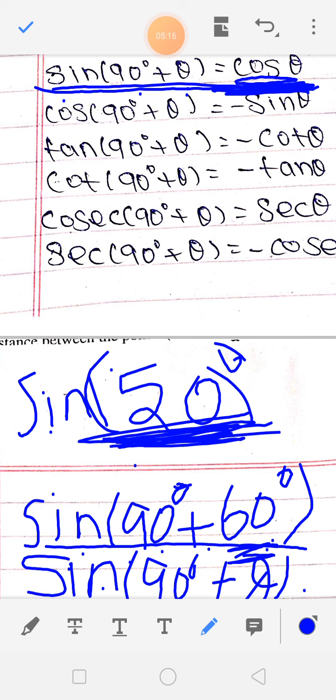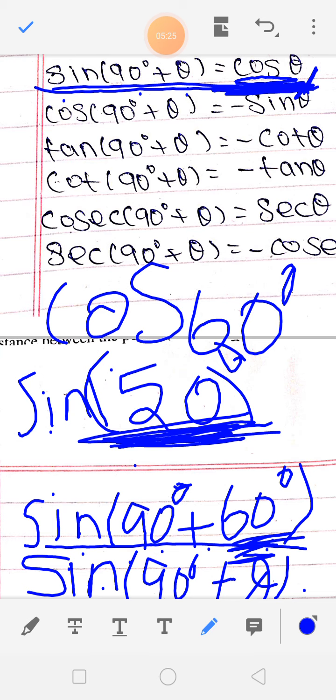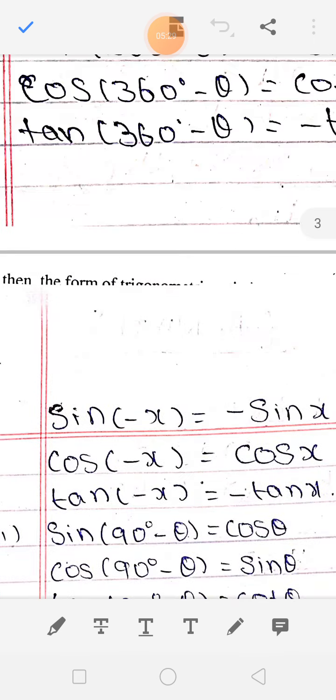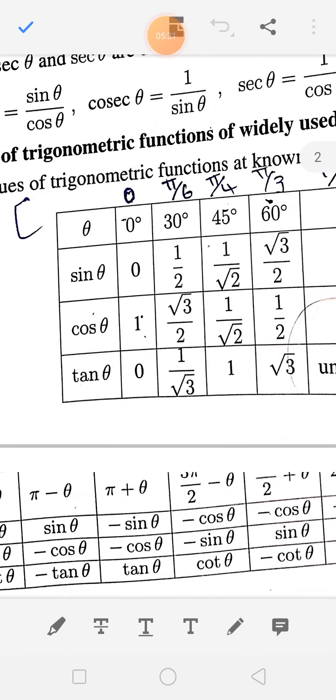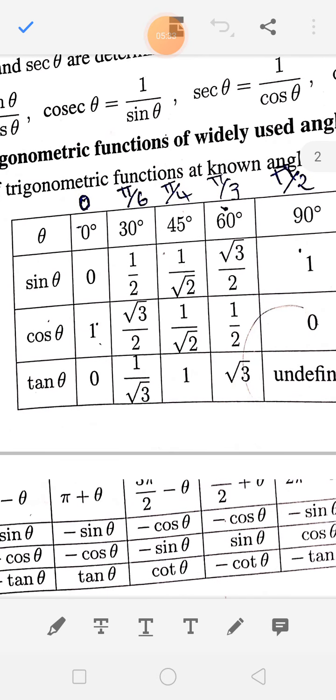So sin of 90 degree plus 60 degree, I can write cos in the place of theta. What we have is 60 degree. Cos 60 degree I can write. That's it. This is what we have to do. Cos 60 degree. Okay. So now cos 60 degree, we know that value. What is the value of cos 60 degree? Cos 60 degree value is 1 by 2. That's it.